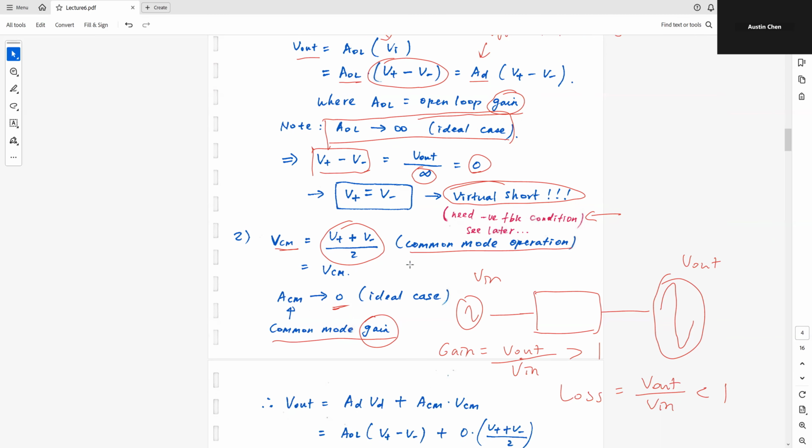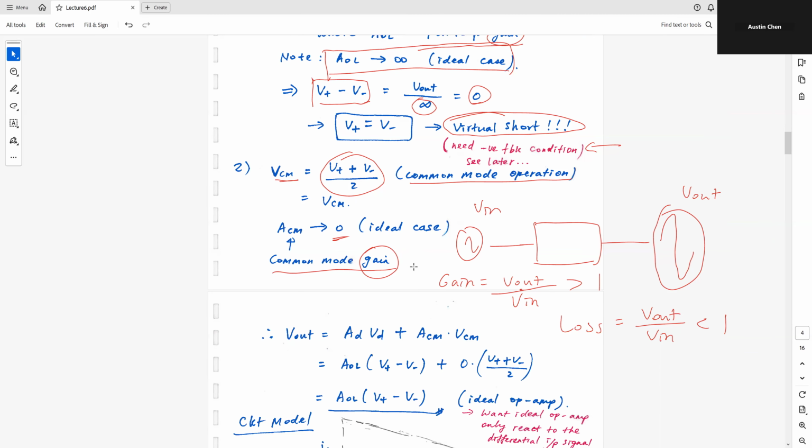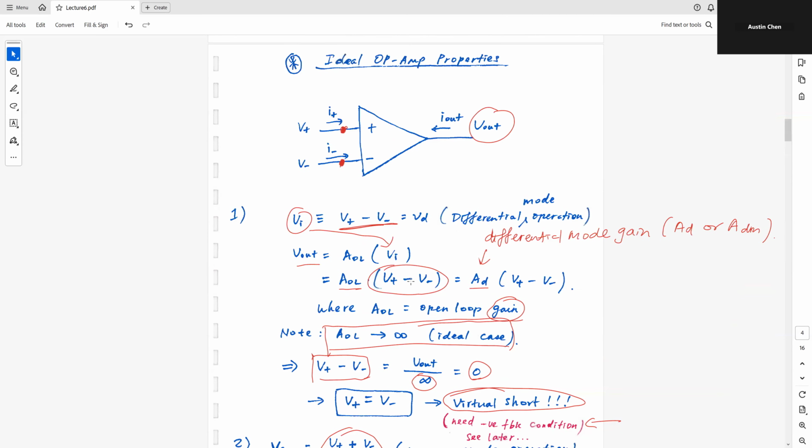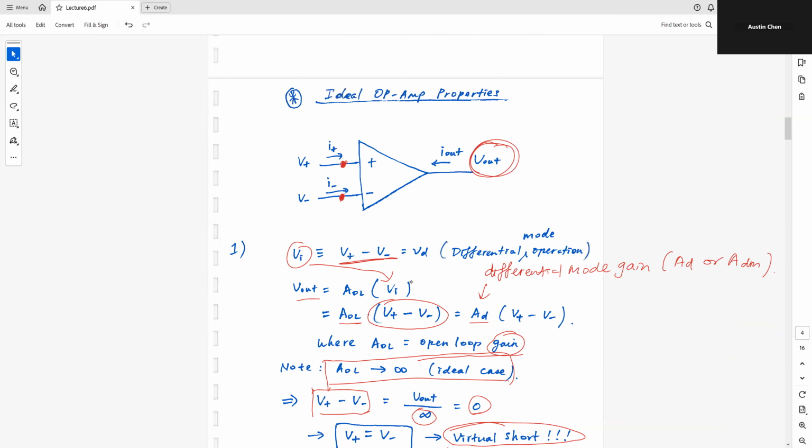So let's look at how we actually calculate V out. We talked about two modes of operation. One is the differential mode, and the other one is the common mode. This V out is actually seeing both modes of operation. It actually sees the contribution from both modes.